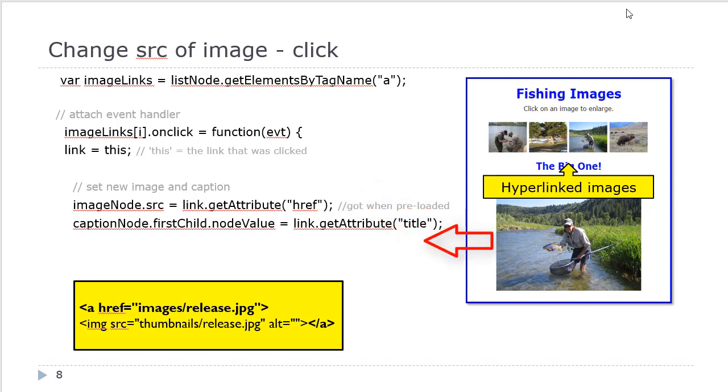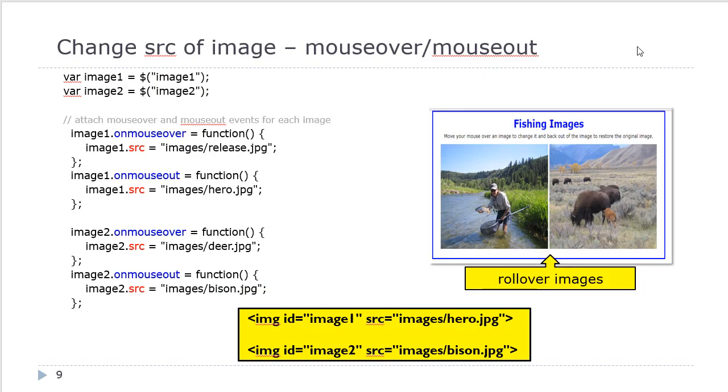And we are also changing the caption by using the title of that image and storing that in the element for the caption. We also can change the source of the image with the mouse over and mouse out event. This would only be applicable to larger images that are actually content. Should you wish to change the image on a navigation button, you would just use CSS and change the background image. So here we have two images in our page, and we have stored the reference in variables.